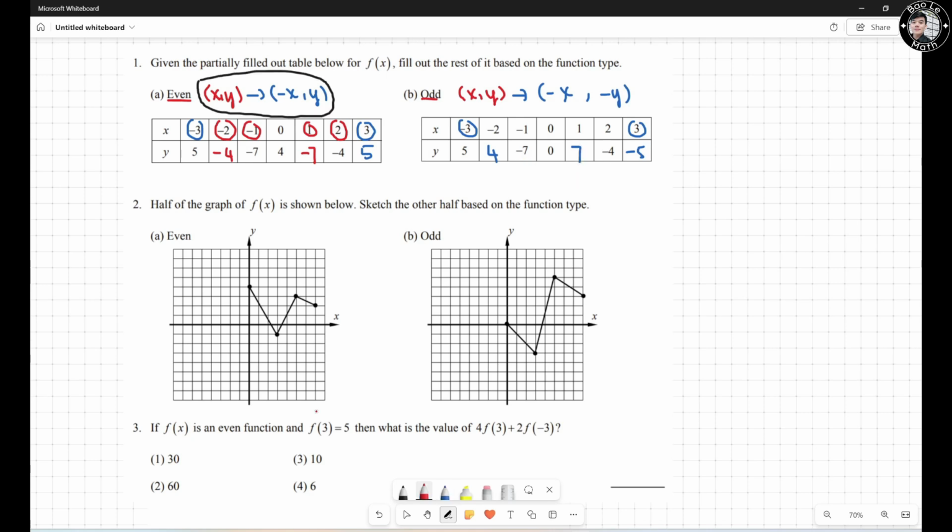Let's move on to the second example. So given the graph right here, all right, we only have half of the graph of f(x), and we need to complete the other half, right? So we have two different ways to do it. Now, first one right here, the given function is even, right?